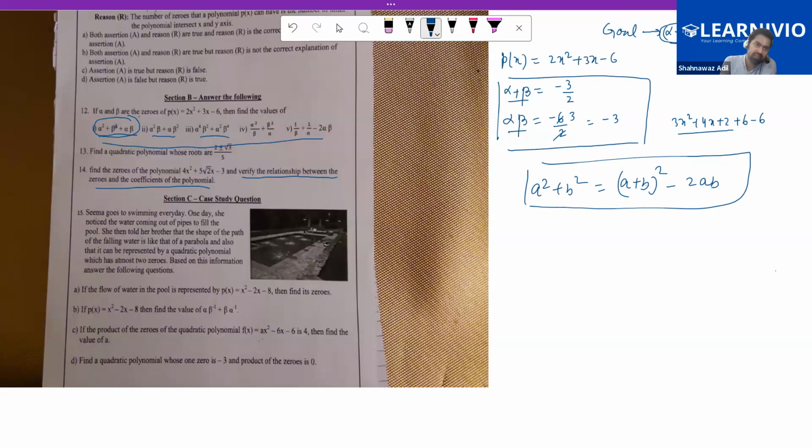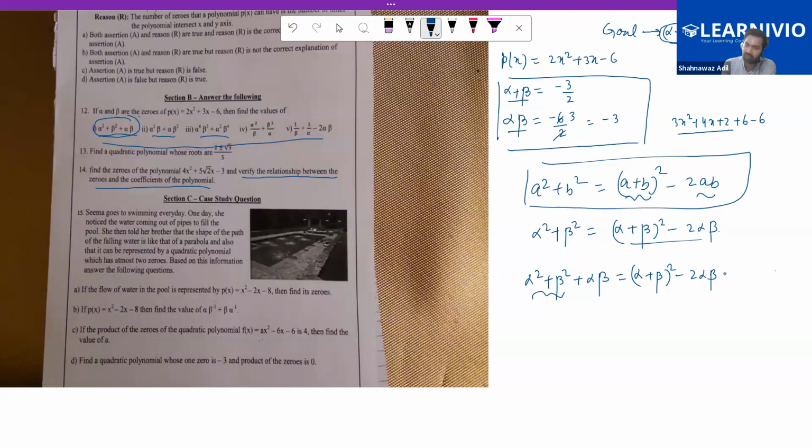So I can write this alpha square plus beta square in terms of known things. That would be alpha plus beta whole square minus 2 alpha beta. I write this thing, so I have to add alpha beta. So this part is alpha plus beta whole square minus 2 alpha beta, and then this part plus alpha beta. So I will get whatever we did in the earlier parts. So this is the other way to solve this question. Clear? Yes, sir.